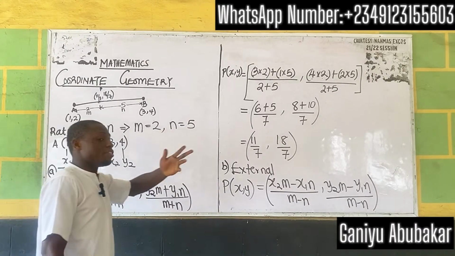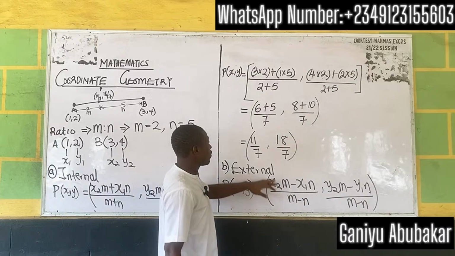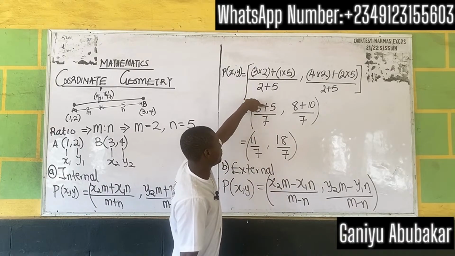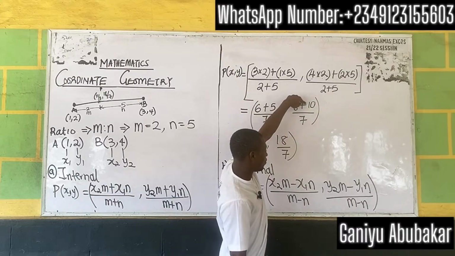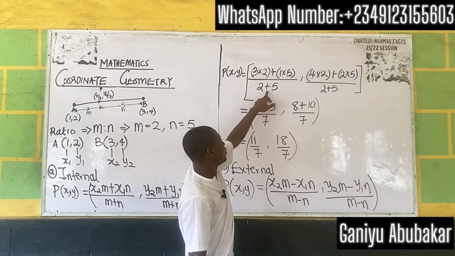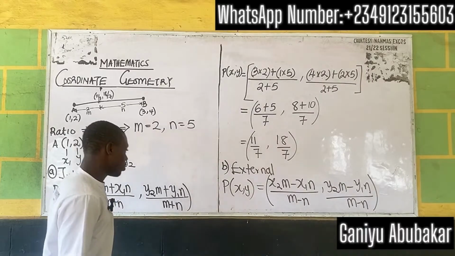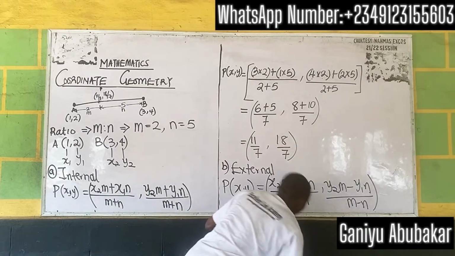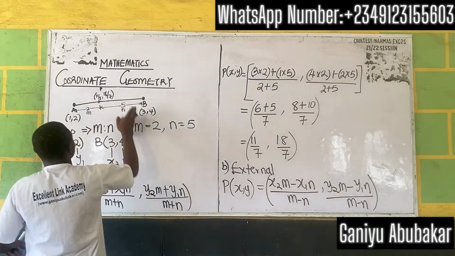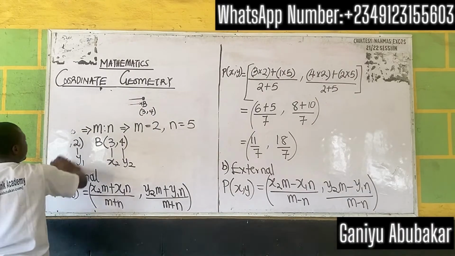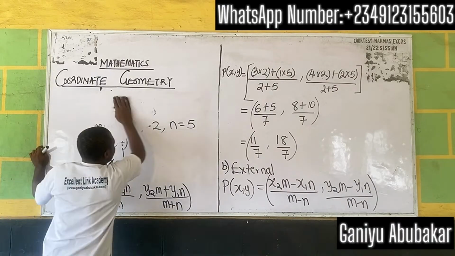If I want to save time and stress, whatever is here, it just means that I just have to put negative here, and then here will be negative, here will be negative. So let's proceed. Let's solve it. We have gotten it for internally. Let's go for externally now.